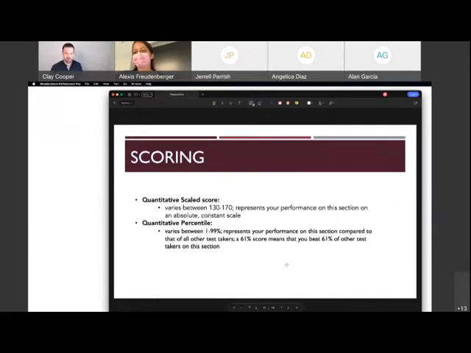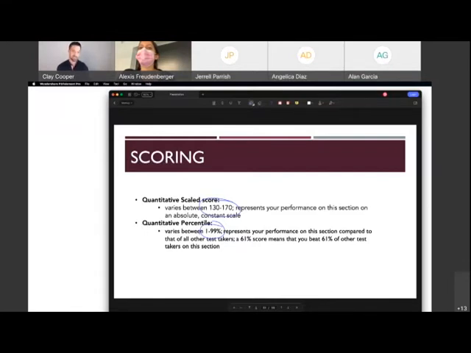Let's talk about what your score is in the quantitative section. It varies between 130 and 170. That is what your scaled score does. And that quantitative percentile varies between a 1 and 99. If you're asking yourself, why does the scoring scale start at 130 and why does it end at 170? The answer is there is no reason. It's entirely made up.